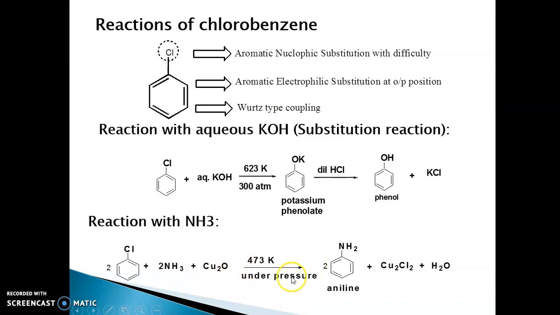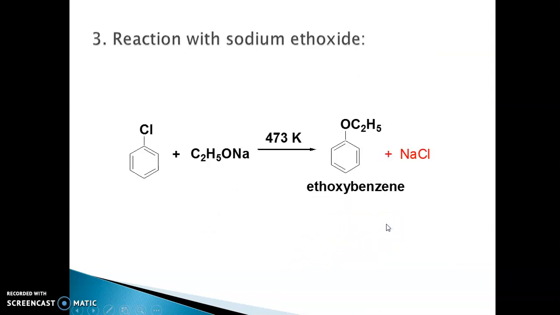The reaction takes place under pressure. Then and only then this Cl gets replaced by NH2. And as NH2 is attached to the benzene ring, we get the formation of aniline. So chlorobenzene on reaction with ammonia in presence of cuprous oxide at about 473 Kelvin under pressure gives aniline, C6H5NH2, known as aniline.